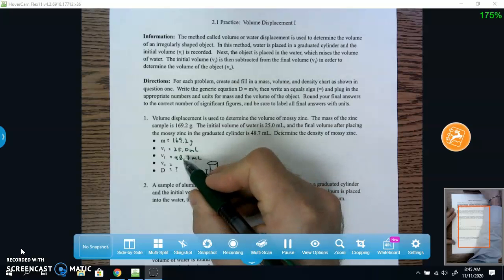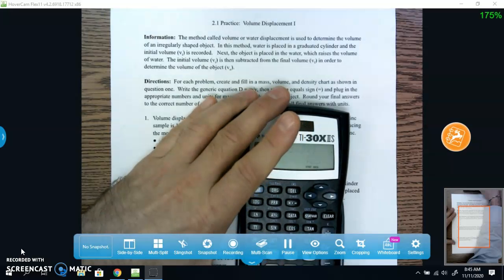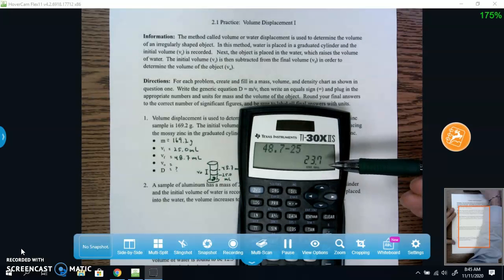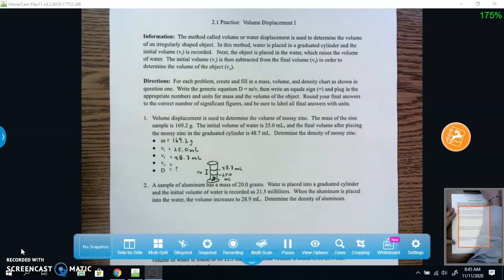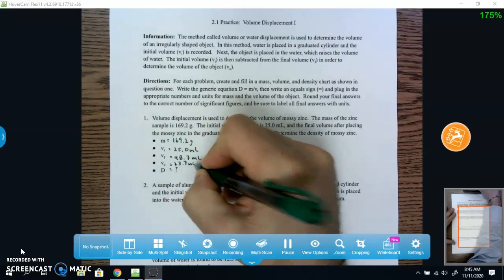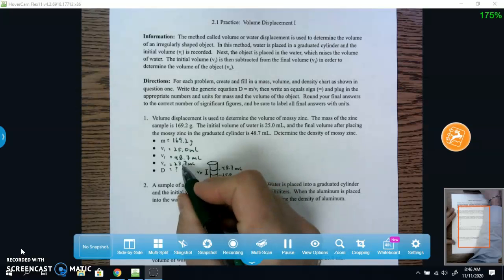So all we need to do is to subtract 25 from 48.7. So I'm going to type in 48.7 minus 25. That comes out to a volume of the object of 23.7 milliliters. So this piece of metal right down here called Mossy zinc has a volume of 23.7 milliliters.